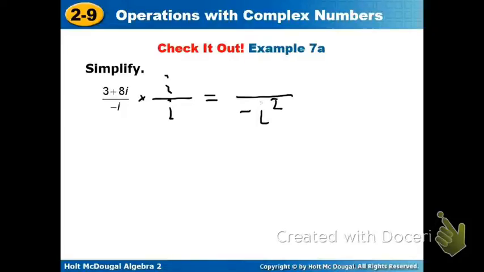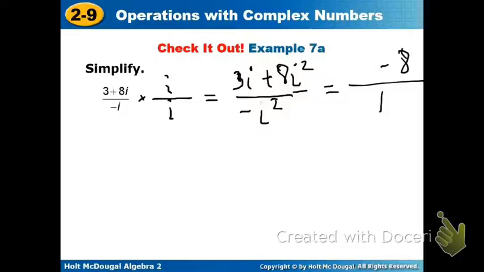And then we have to take the i on top and distribute it to everything on the original. So this becomes 3i plus 8i squared. And now we have to simplify. Well, i squared is negative 1 on the bottom, but then you have that negative already there, so that's just going to become positive 1. The i squared on top is negative 1, so 8 times negative 1 is negative 8. And then I've got 3i up there still. Okay, so that 1 on the bottom really doesn't mean anything.